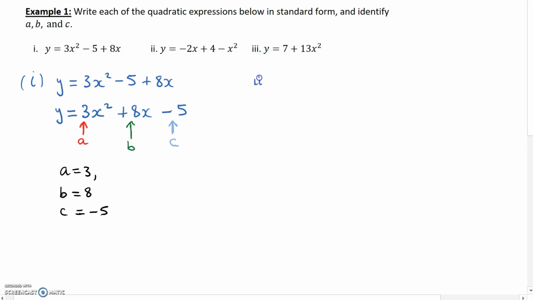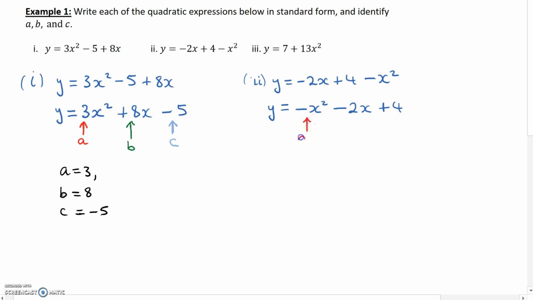And number 2 is y is equal to negative 2x plus 4 minus x squared. Again, we're going to begin with y. It's always going to be y, so don't worry about that at all. Now, we want to have this side starting off with the x squared, which is going to be negative x squared. And then we want the x term, that's negative 2x. And then we want plus 4. So it's x squared, x, number. Always. That's how you should rearrange these.